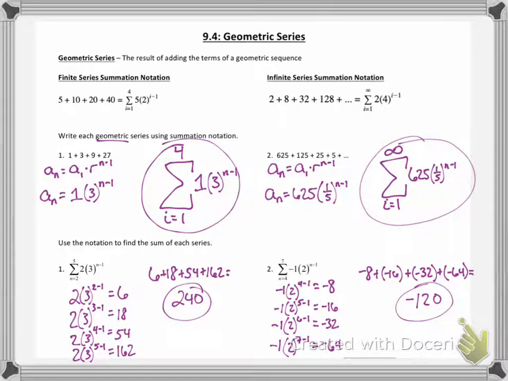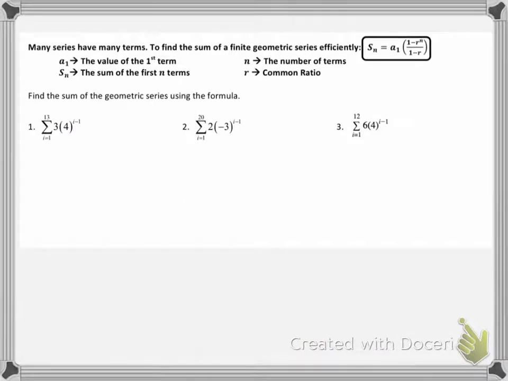So at the bottom here of your notes and on the second screen that I have here, let's take a look at the formula we're going to use. To find the sum of a finite geometric series efficiently, we're going to use this formula here in the box. S sub n equals a sub 1 times 1 minus r to the n over 1 minus r. These are all variables we have dealt with in some capacity. S sub n is that notation. It just says the sum of n number of terms. A sub 1, value of the first term. N is the number of terms we're working with. R is the common ratio.